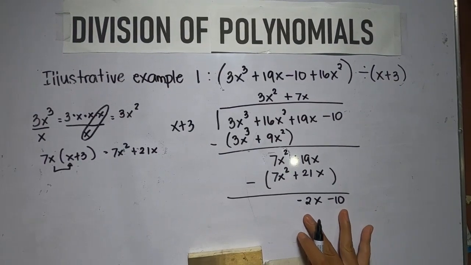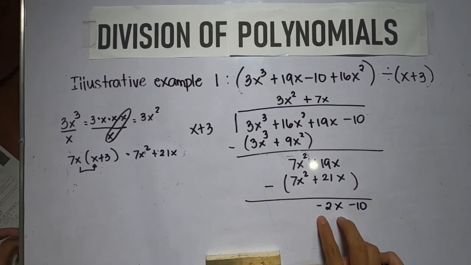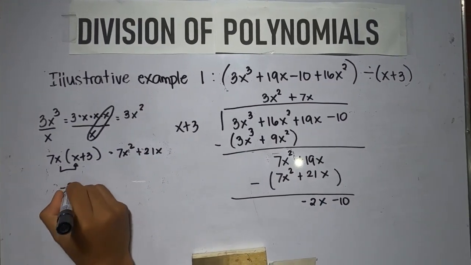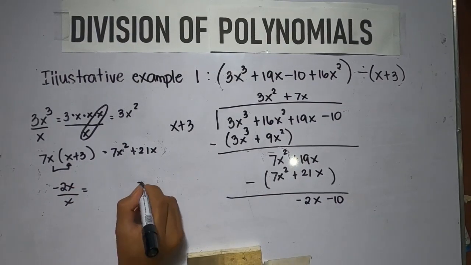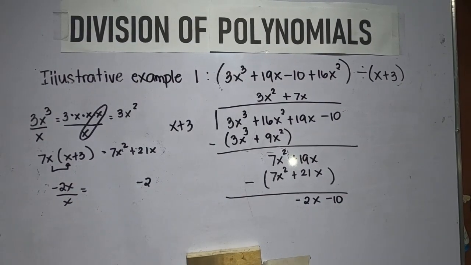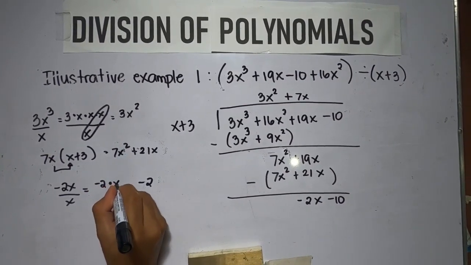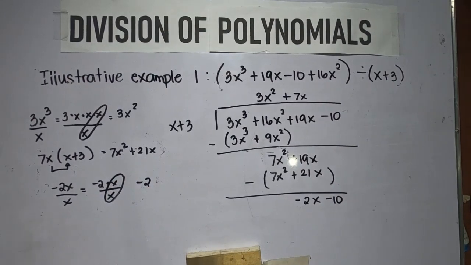Negative 2x minus 10, or we will repeat the process. Negative 2x divided by x, that is simply negative 2, because negative 2x divided by x can be written as negative 2 times x divided by x. So, what will remain is negative 2.